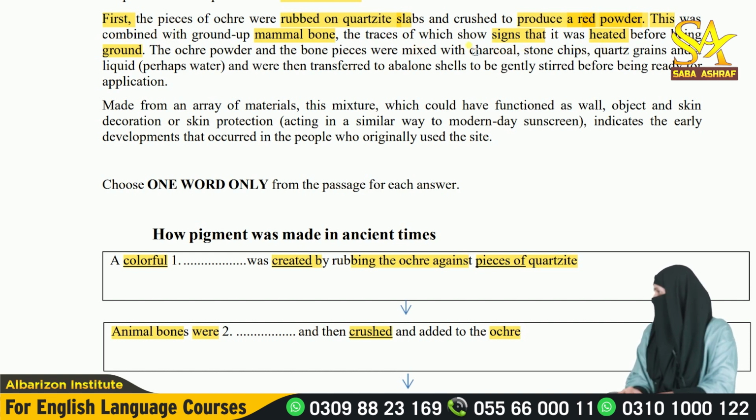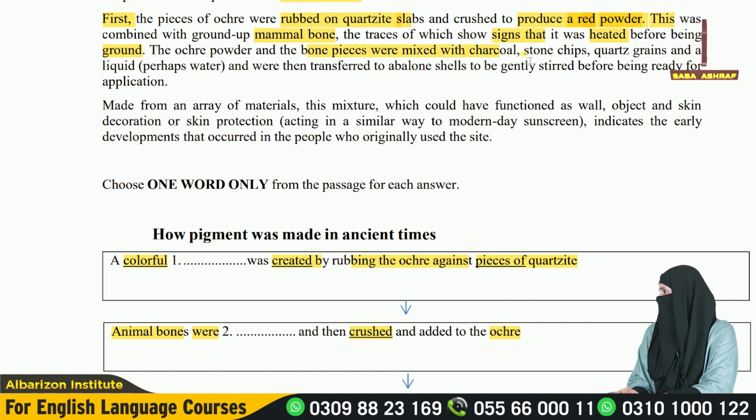रिसर्च के मुताबिक इस चीज के साइन मिले थे कि पहले उनको हीट किया जाता था, देन उनको ग्राउंड किया जाता था. So the right answer is heated. It was heated before being ground. Animals' bones were heated and then crushed and added to the ochre.